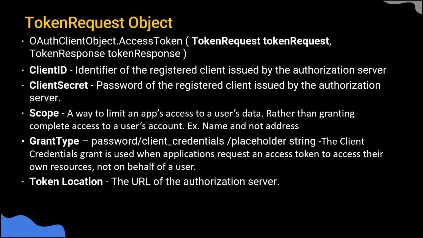And then grant type, they're different types: password, client credentials, and placeholder string. Now, what we'll be using today is the client credentials, and the client credentials grant is used when applications request an access token to access their own resources, not on behalf of a user. And then finally, the token location. We'll need a URL for the authorization server in order to get our token from that server.